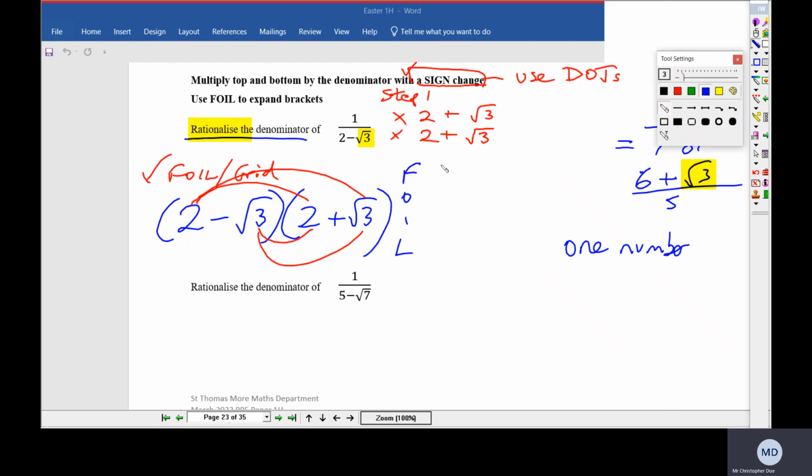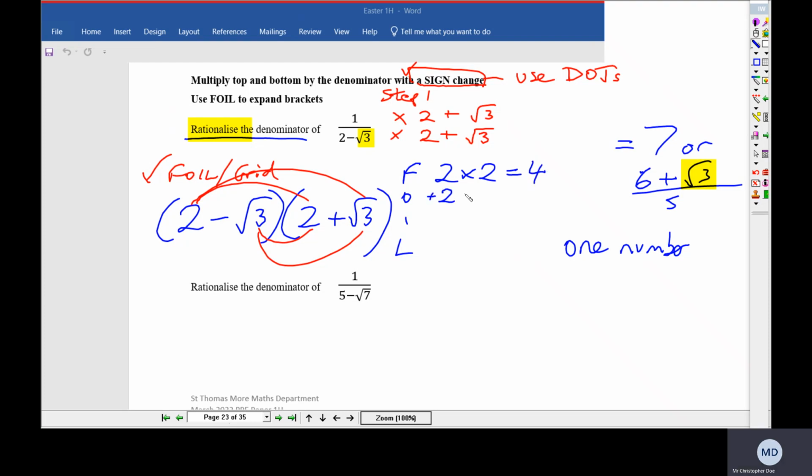Hopefully then, you've done it by now. So hopefully you've got 2 times 2, the 2 first numbers giving you 4. The outers, plus 2 times root 3 is 2 root 3. What should happen is this one and the next one should cancel out if I've done this correctly.